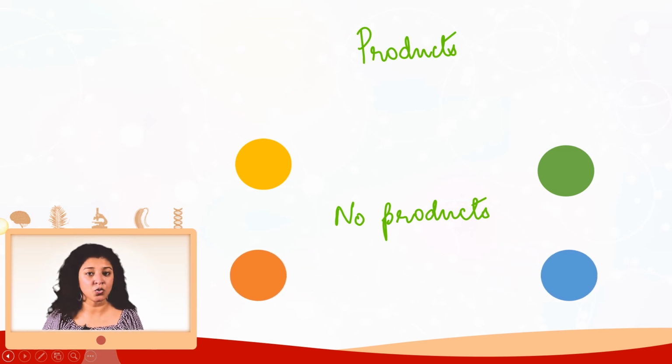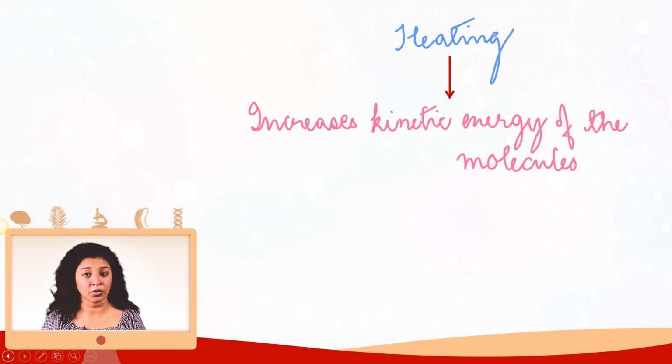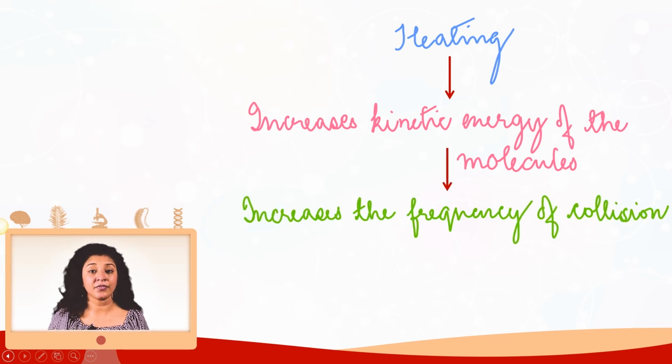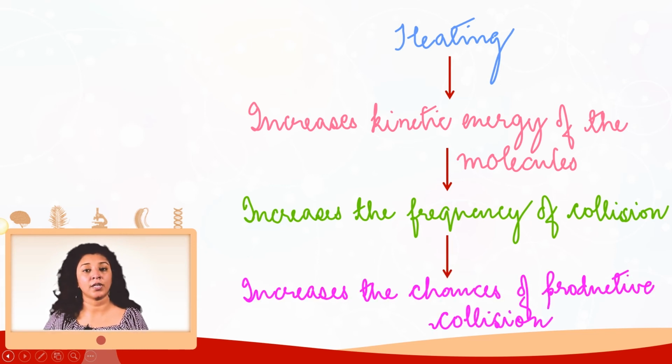So how do molecules do this? How do they acquire this energy? One way is through heating. Heating increases the kinetic energy of all the molecules and they start moving around more rapidly, which means it will increase the frequency of their collision. And increasing the frequency of collision will increase the chances of a productive collision.